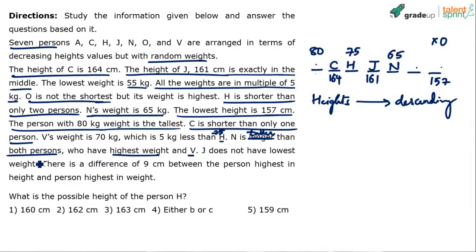Yeah, N is taller than two persons. So clearly one of these two persons is V and the other person is the heaviest person.